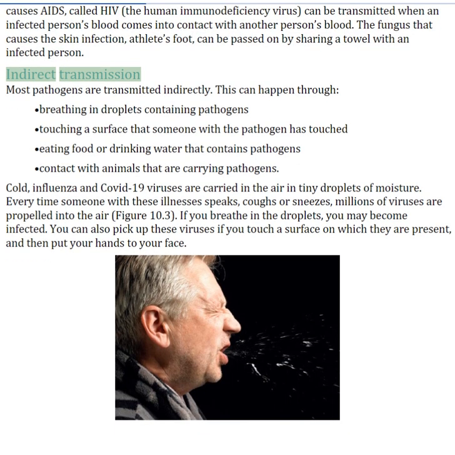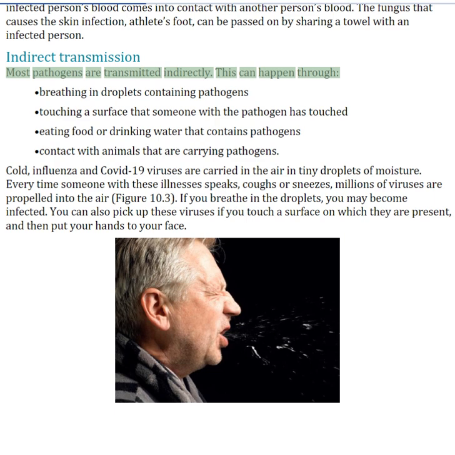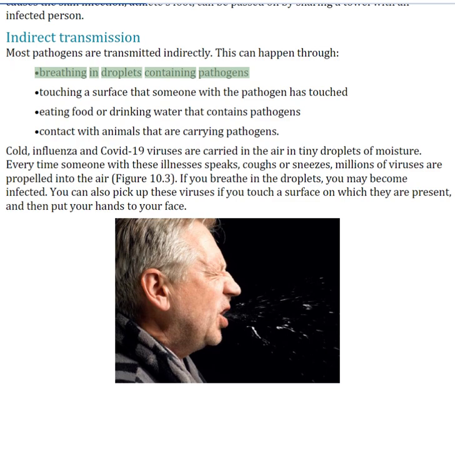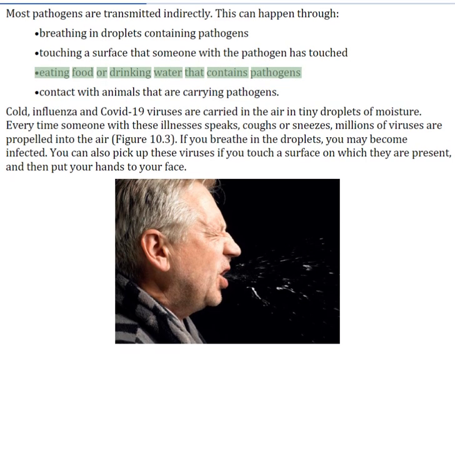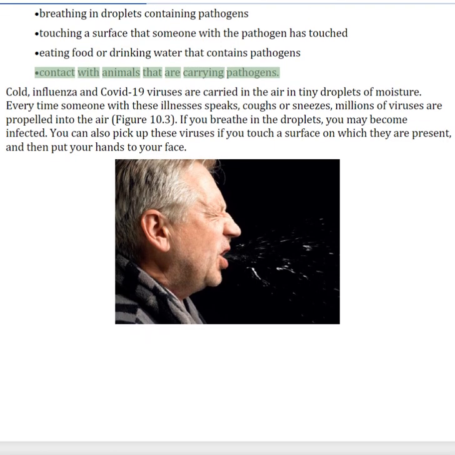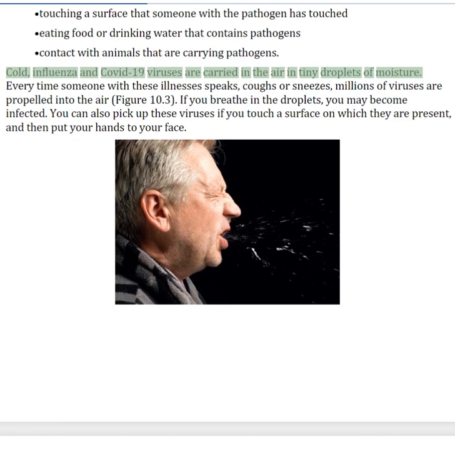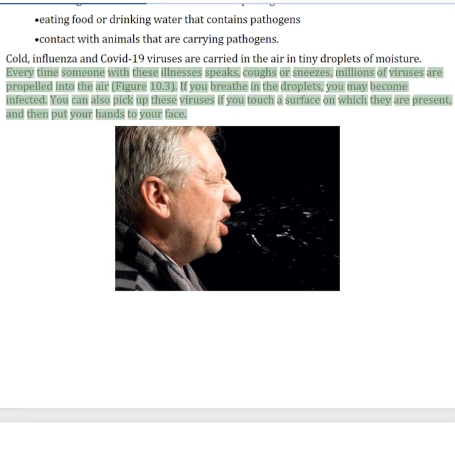Indirect transmission. Most pathogens are transmitted indirectly. This can happen through breathing in droplets containing pathogens, touching a surface that someone with the pathogen has touched, eating food or drinking water that contains pathogens, contact with animals that are carrying pathogens. Cold, influenza and COVID-19 viruses are carried in the air in tiny droplets of moisture. Every time someone with these illnesses speaks, coughs or sneezes, millions of viruses are propelled into the air. If you breathe in the droplets, you may become infected.